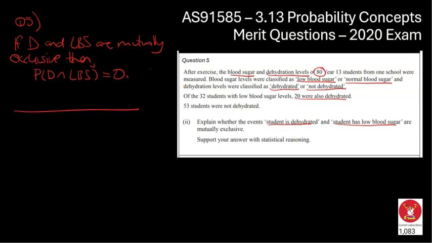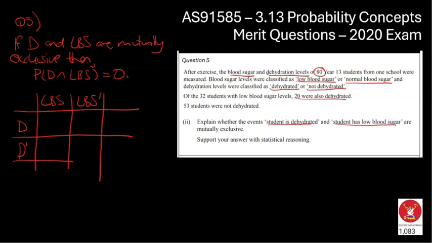Down this side, I'm going to write dehydrated and not dehydrated. And along the top, I'm going to write low blood sugar and then not low blood sugar, with the apostrophe meaning the not. So I've got what my table looks like. Let's now start infilling. I was told there are 80 students in total, so that 80 is the grand total down the bottom.